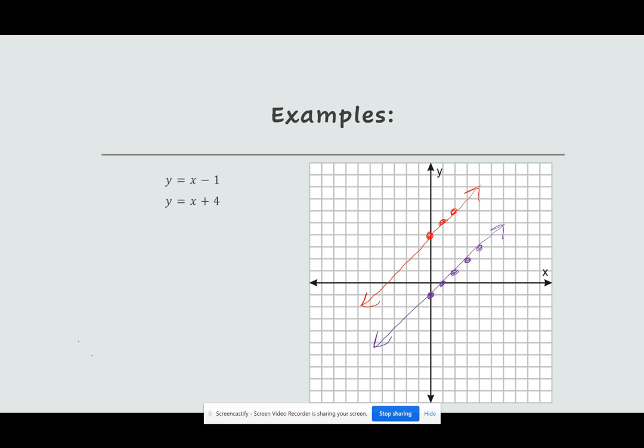If you notice, these lines have the same slope. They are parallel lines, so this is when we would have no solution. They will never meet.